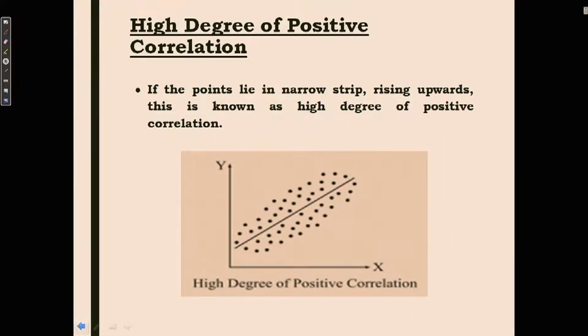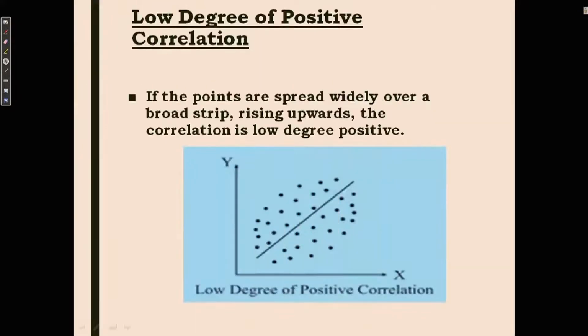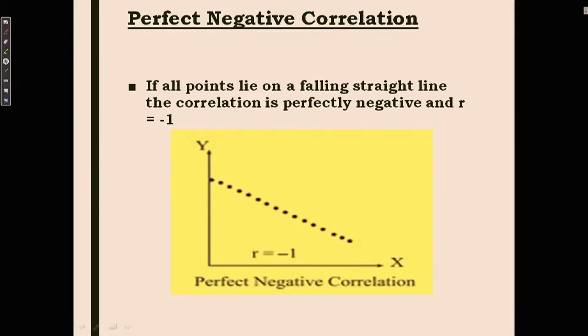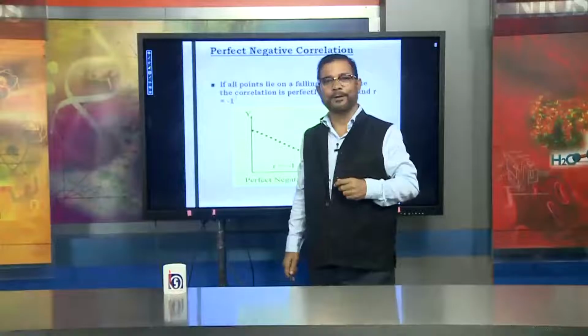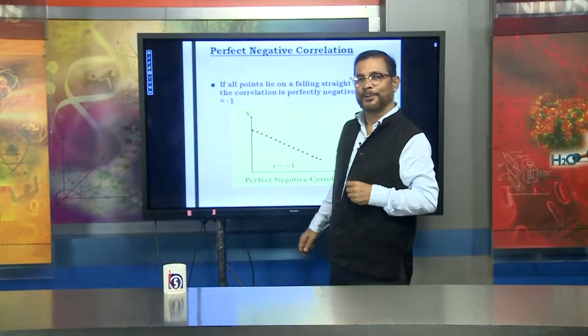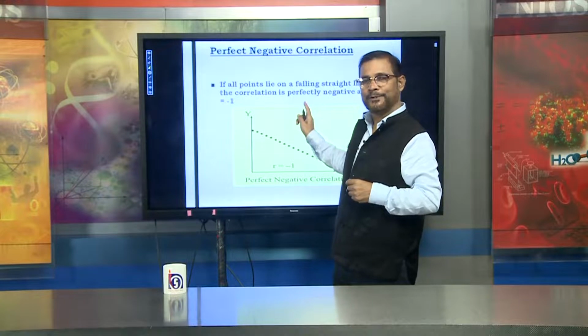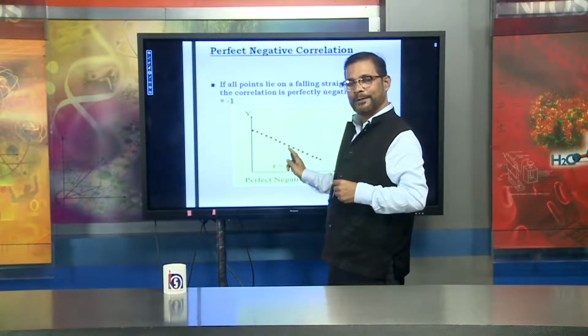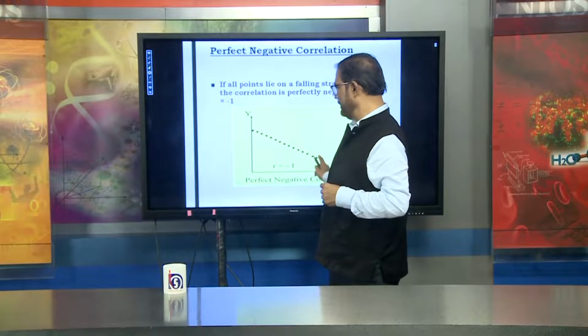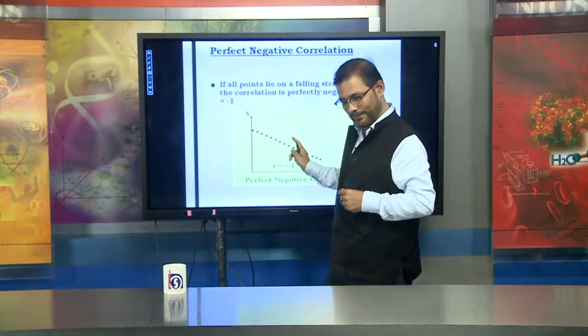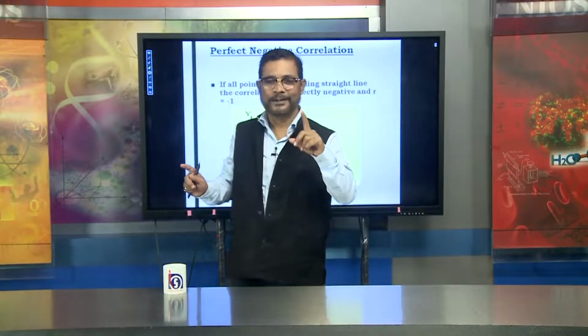High degree of correlation, which we discussed about. Let us move further. Low degree of correlation. Now, perfect negative correlation. Just compare it with the perfect positive correlation. The direction of the plotted dots was in an upward direction. The direction of the plotted points here is in a negative direction. What does it talk about? Perfect negative correlation.